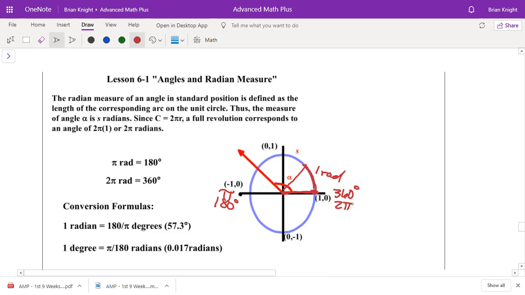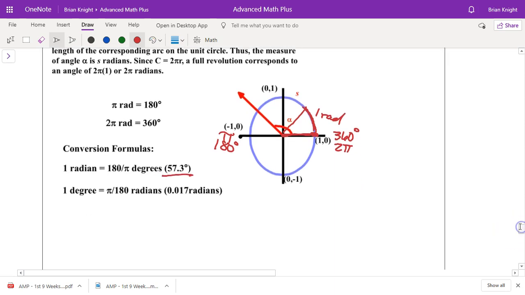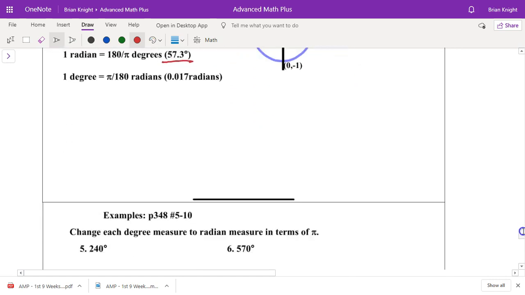Very, very simple. If you ever need to know the decimal part, 1 radian is 57.3 degrees. 1 degree is 0.017 radians. But you very rarely have to do it like that. Most of the time you're just simplifying.